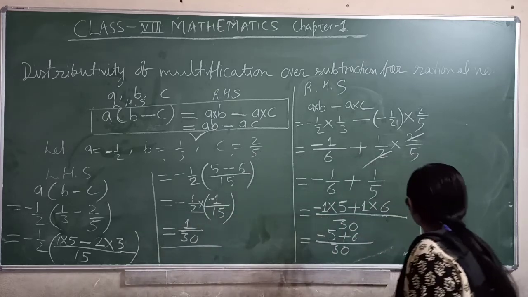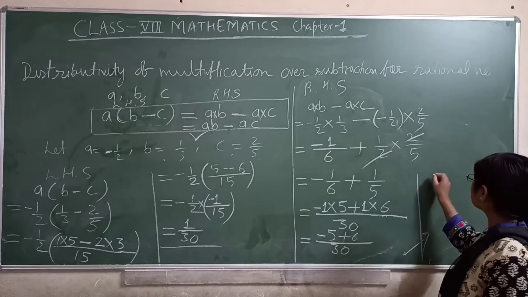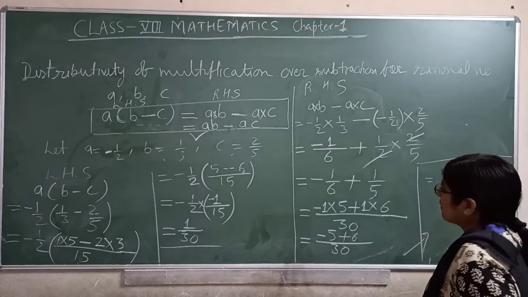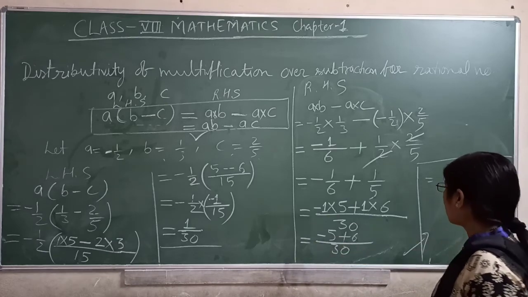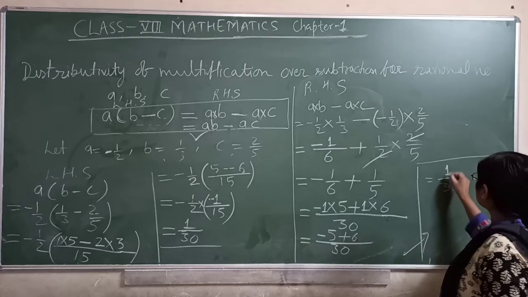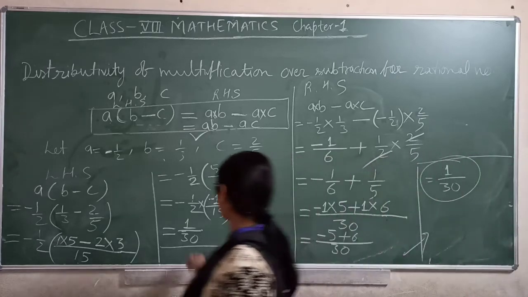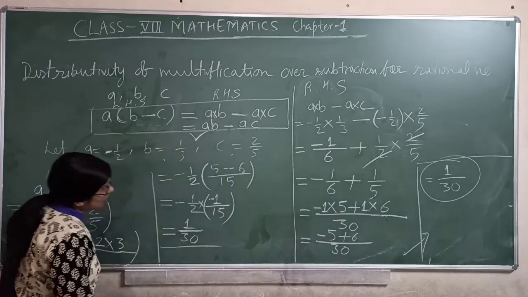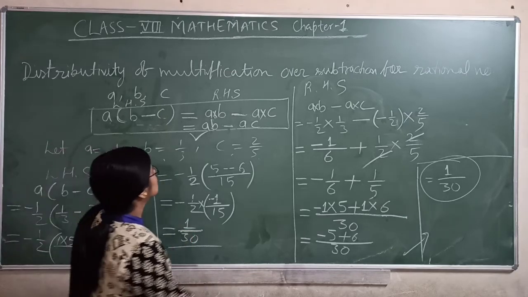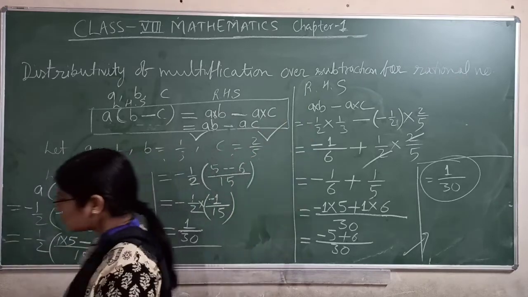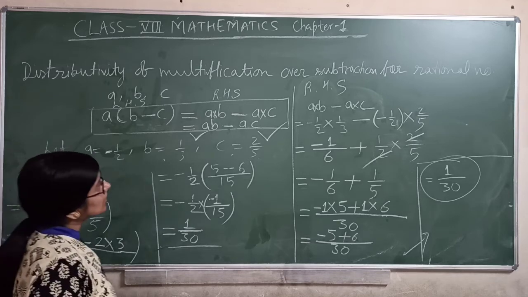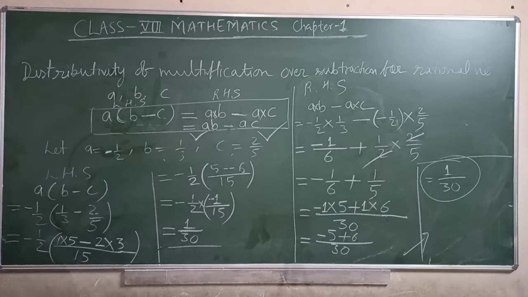So 1 negative, 1 positive. So different sign subtracted. So 6 minus 5. How much? 1 upon 30. Here you are getting 1 upon 30. And in this place also you are getting 1 upon 30. So both are equal. So we can say that distributive law of multiplication applicable for addition and subtraction of rational number.